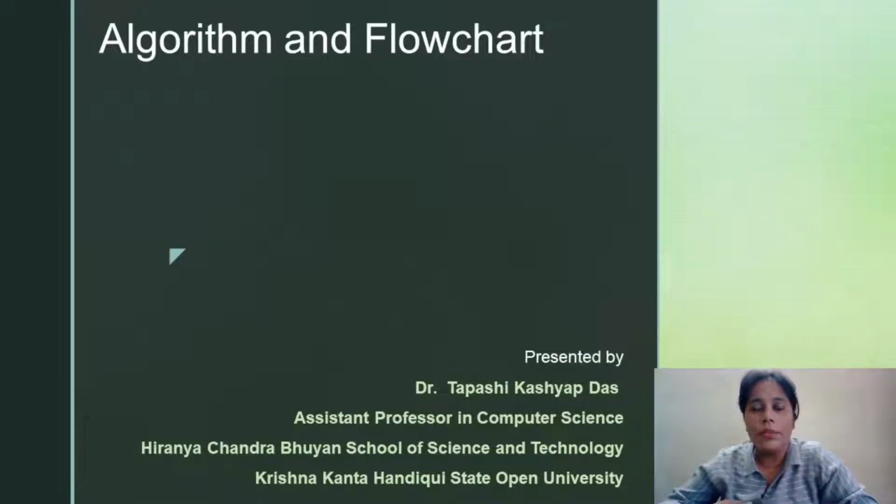Dear learner, today I am going to discuss a topic which is on algorithm and flowchart. Before writing a C program or programs in any other language, it is better to develop the algorithm for the program. After developing the algorithm, it is good to draw the flowchart for that problem.